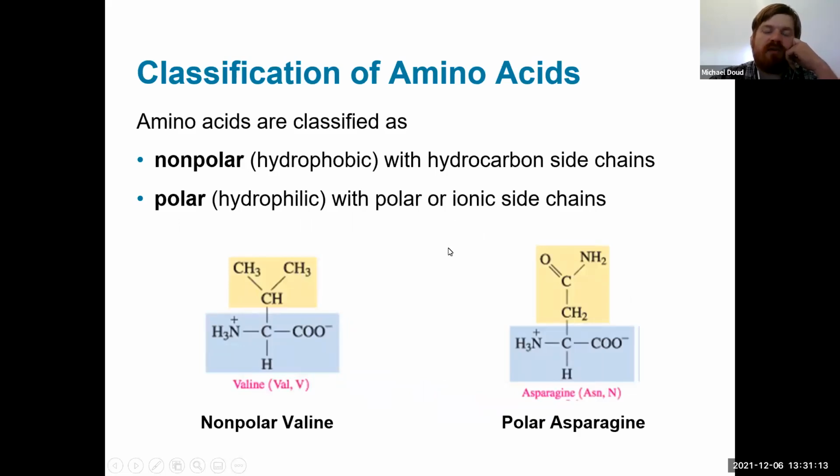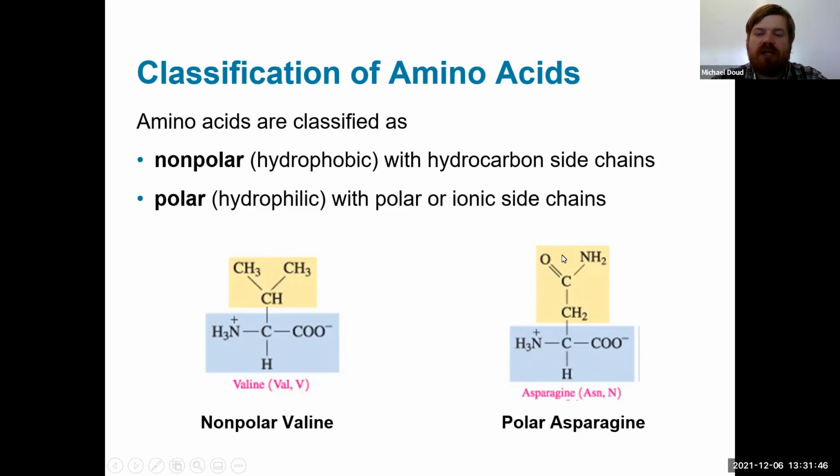So we have two different classifications for amino acids, and this is how we're going to start talking about them. We have nonpolar amino acids here, and then we have polar amino acids here. Valine is classified as a nonpolar amino acid. Its side chain is this isopropyl group here. And we can see that it's clearly nonpolar because it's completely composed of carbon-carbon and carbon-hydrogen bonds, which are nonpolar. So we again classify this as a nonpolar amino acid.